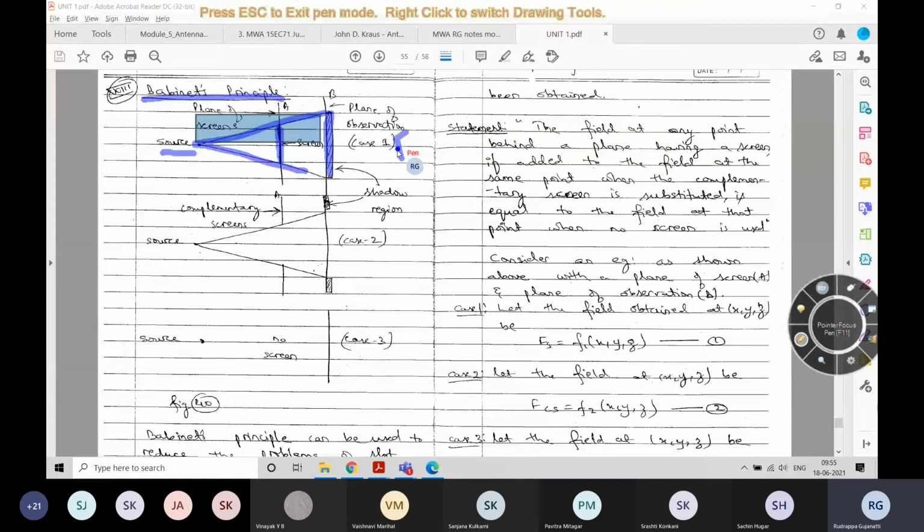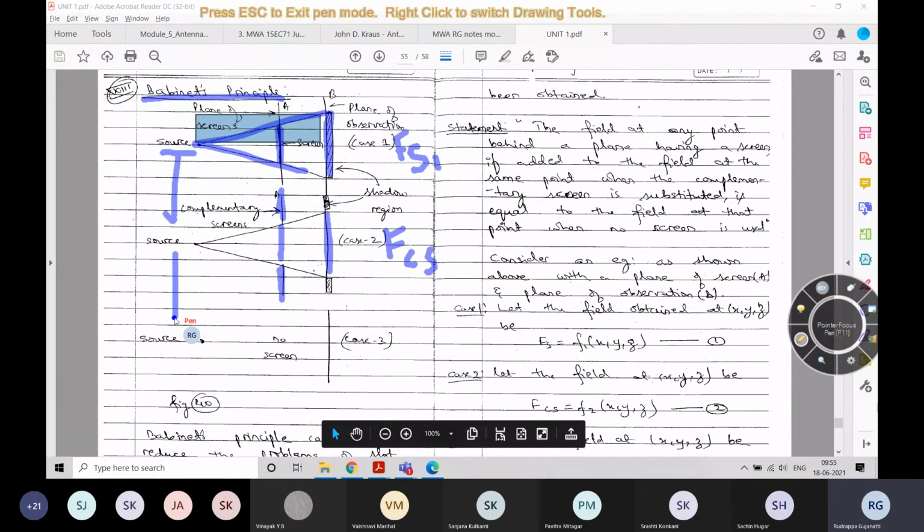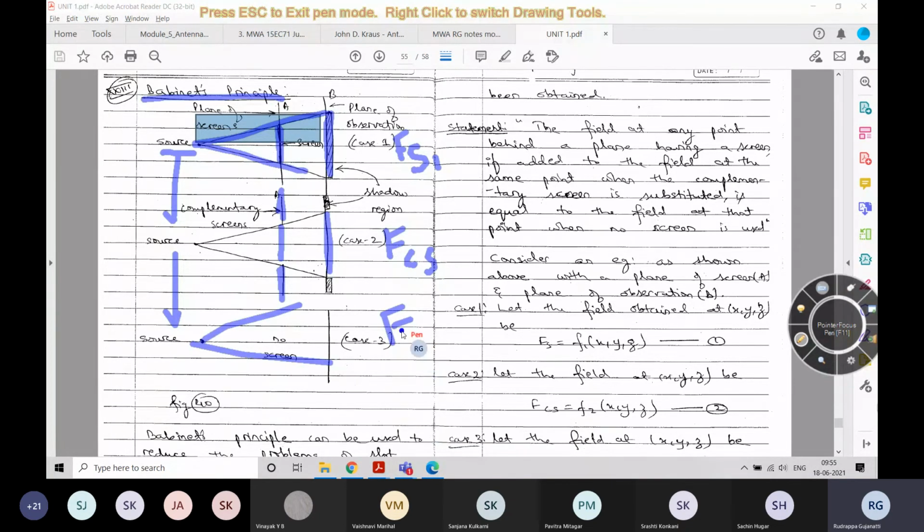and if I consider the same source, remove this antenna and replace it with its complementary part, that is, where there was previously a screen there is now no screen, but at the other part there is a screen, then when we observe the fields over here, we get the complementary field. Now we consider the third case, in which we have a source and no screen at all. It will be the total field that is present.